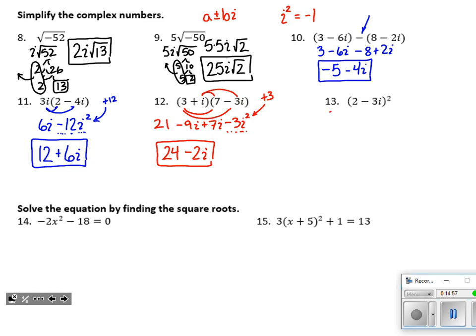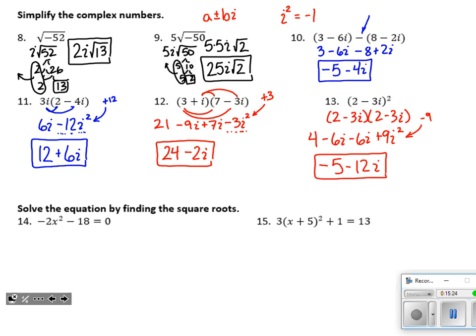And number 13, here we are taking a complex number and squaring it. That means we are multiplying it by itself. And again, we're going to FOIL. First, outside, inside, last is plus 9i squared. Negative 3 times negative 3 and i times i. Well, that's like 9 times negative 1. It's just a negative 9. If we combine like terms, I get a negative 5 and a negative 12i for that solution.